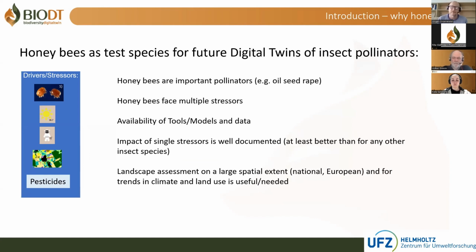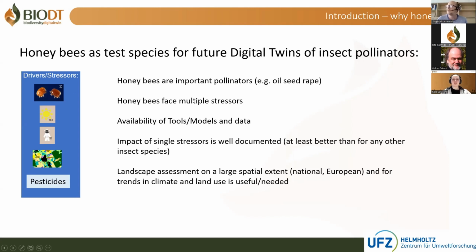So in the beginning, I would love to start stepping one step back: why we actually have chosen honeybees as a test species for, let's say, future digital twins of insect pollinators. Well, we had to start somewhere, and honeybees, I think we do not have to discuss. Honeybees are important pollinators for a lot of our agricultural goods, like oilseed rape. And at the very same time, they face multiple stresses.